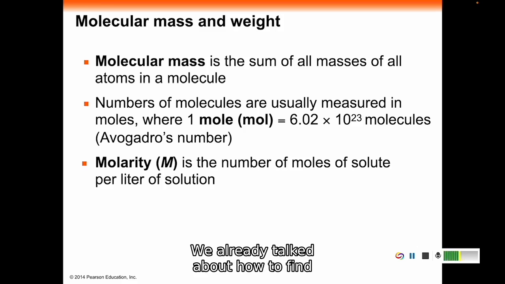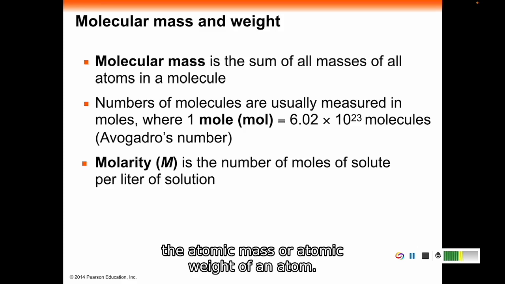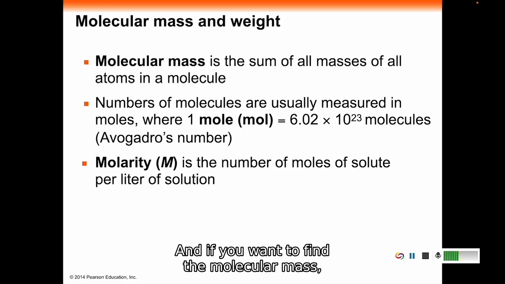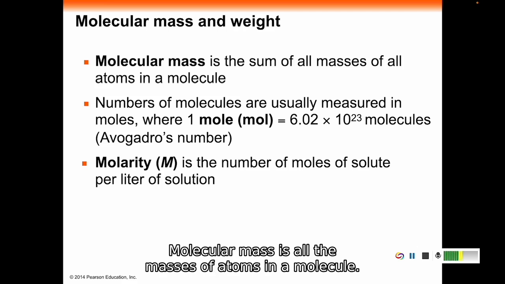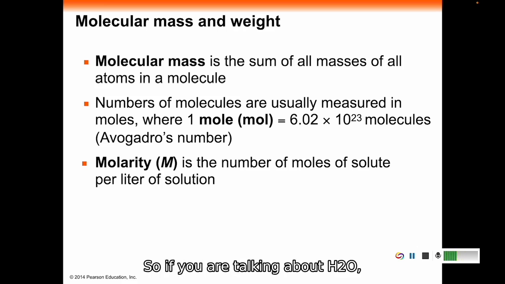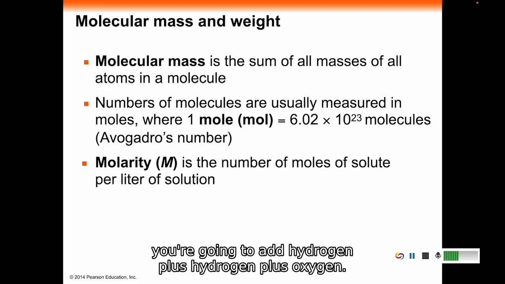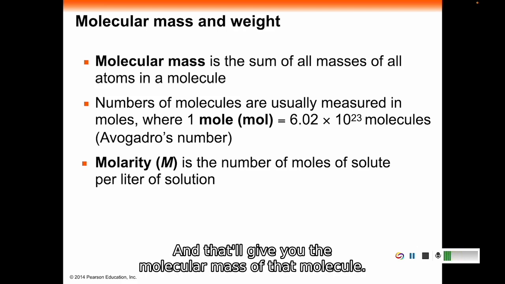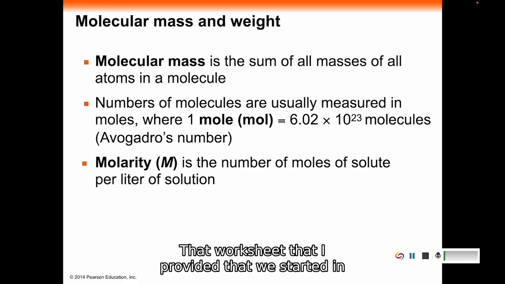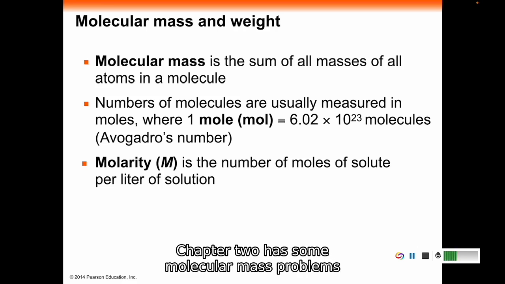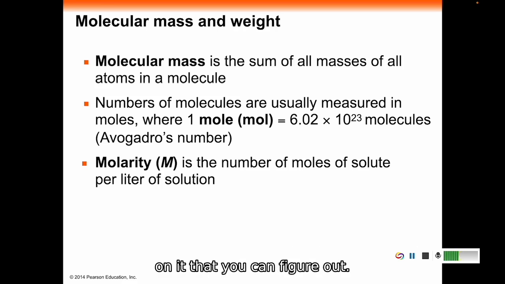We already talked about how to find the atomic mass or atomic weight of an atom. And if you want to find the molecular mass, you're going to add all the masses of its atoms. So molecular mass is all the masses of the atoms in a molecule. So if you are talking about H2O, you're going to add hydrogen plus oxygen, and that'll give you the molecular mass of that molecule. That worksheet that I provided that we started in chapter 2 has some molecular mass problems on it that you can figure out.